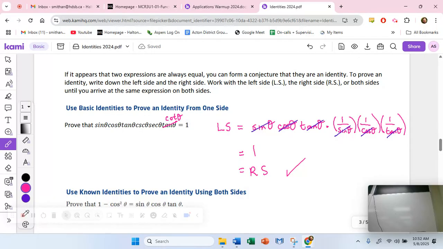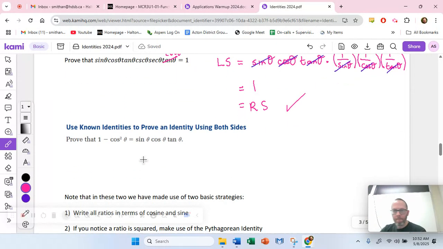All right, let's do a second example together, and then we'll take some questions. We're going to prove that 1 minus the cosine squared of an angle is equal to the product of the sine, cosine, and tan. Now, this one is not immediately clear on a strategy for us to show this is true. But one useful strategy, if you see a tangent, is to write it as sine over cosine.